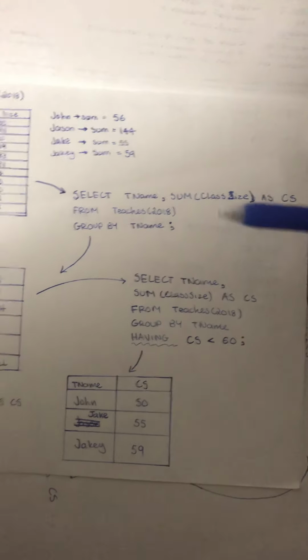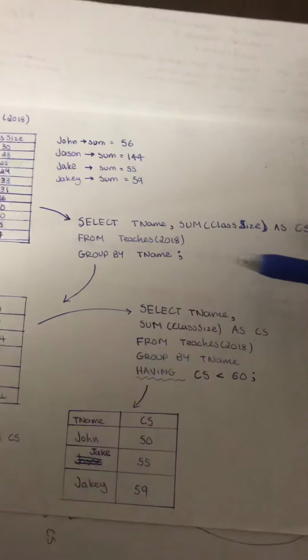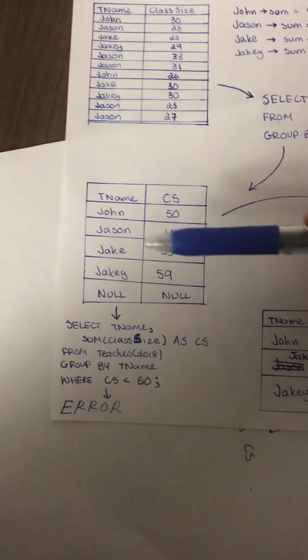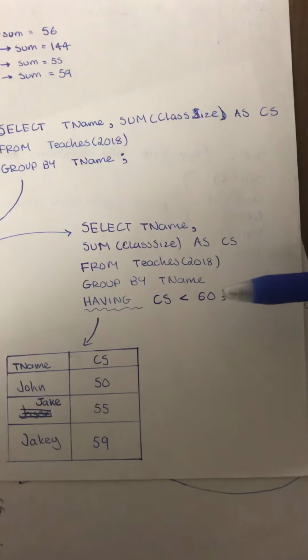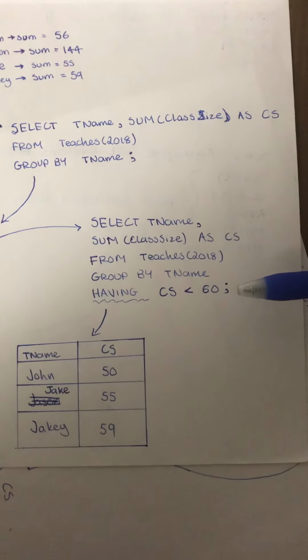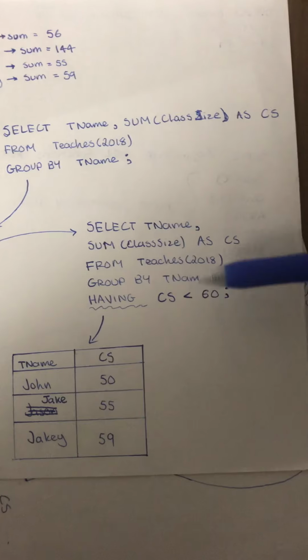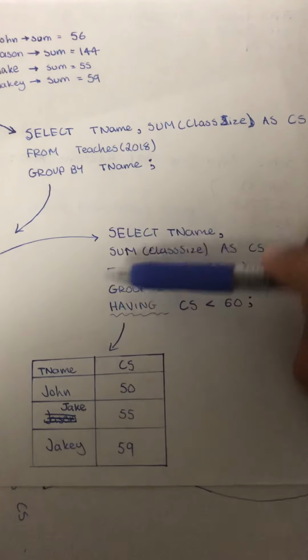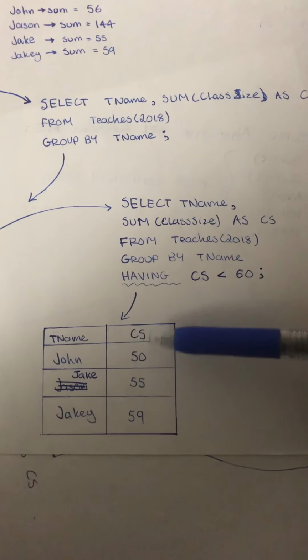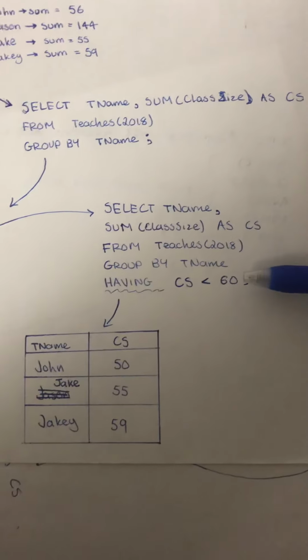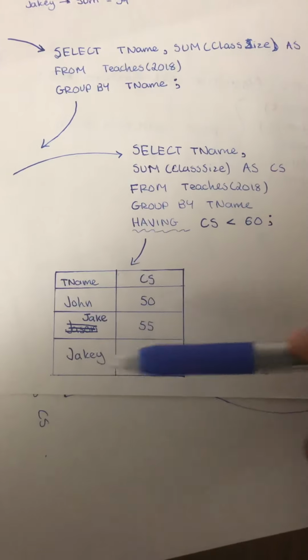When you apply this query to the database, we can see that we can group these teachers with the total amount of students that they teach. Now, if we wanted to just get the class sizes which are less than 60, we can use the having clause because we're using the aggregate sum function, which is sum class size, as CS, right? So we're just doing that. And we can filter that, so we're not going to include Jason. We're only going to include John, Jake, and Jakey.